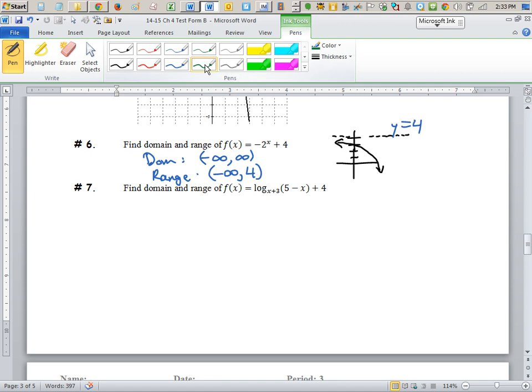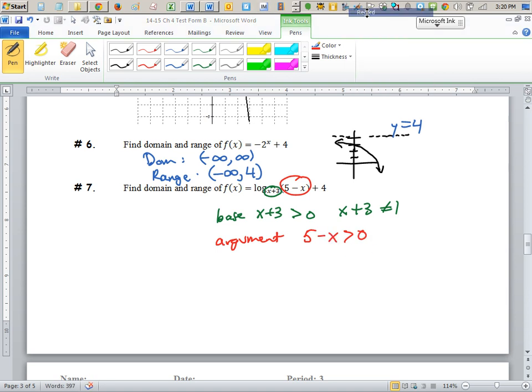This one is a little less likely you'll be able to graph it. I don't think you'll be able to graph it. But you need to understand that x plus 3 here is a base. So if it's a base, it has to be positive, and it cannot be 1. So I'm going to write both of those facts. Also, this argument has to be positive. This is called the argument, and it has to be positive. So armed with both of those, we can solve for the domain.